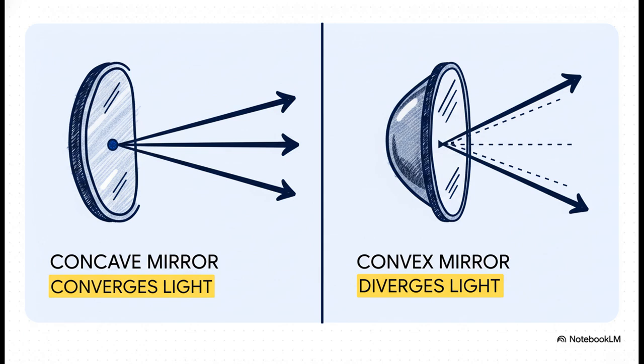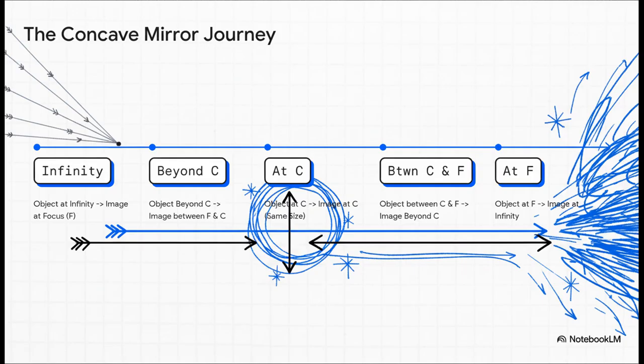Simple as that. Now check this out. This shows us the little dance between an object and its image in a concave mirror. So look at the blue line. When an object is super far away, we call that infinity. Its image is just a tiny dot at the focus, or point F. But watch what happens. As the object moves closer, say to that point labeled C, the image moves away from the mirror and gets bigger, until they meet right there at C. This predictable relationship is exactly what makes these mirrors so powerful.